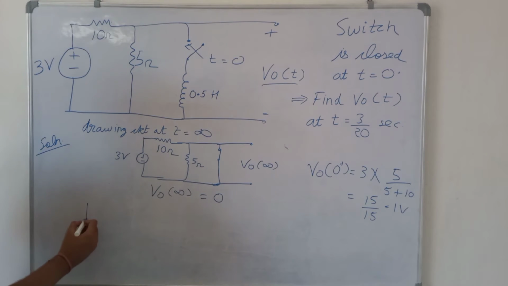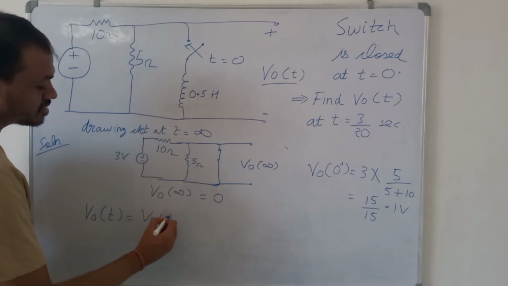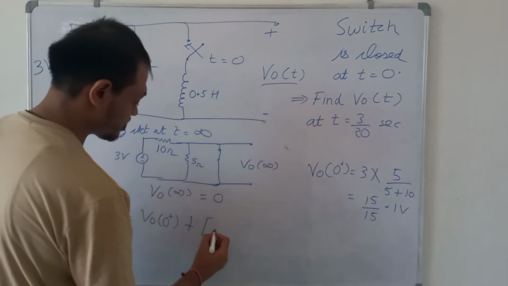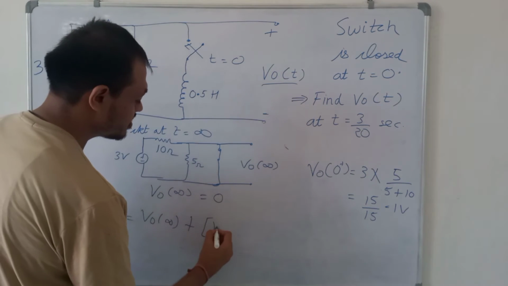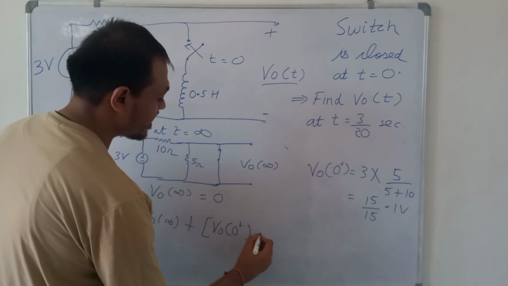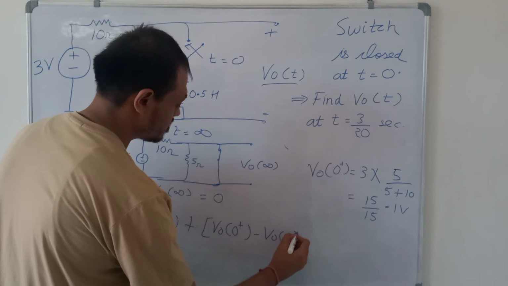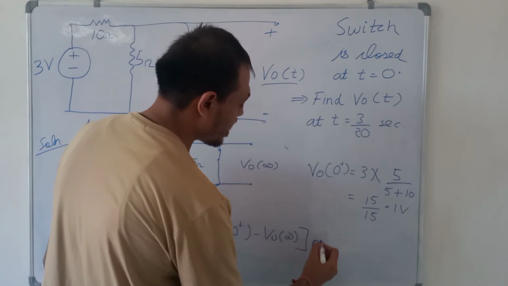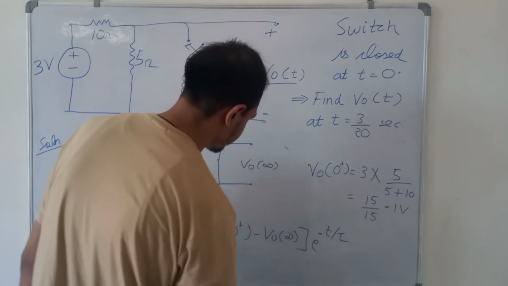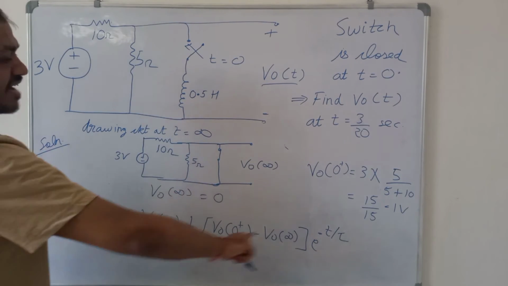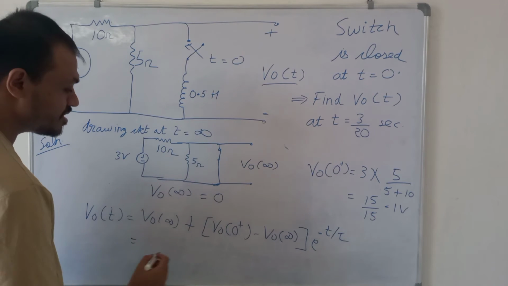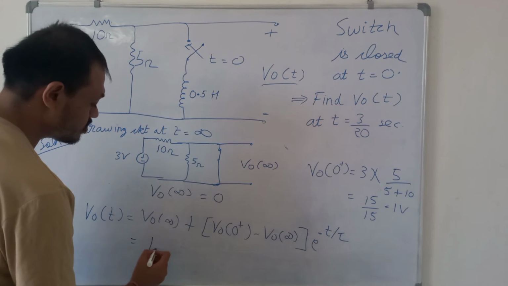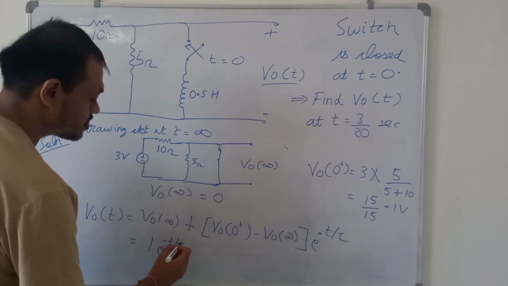Now the equation for V naught is: V naught at t is V naught at infinity plus V naught at 0 plus minus V naught at infinity, into e to the power minus t upon tau. V naught at infinity is 0 and V naught at 0 plus is 1 volt. So this is equal to 1 into e to the power minus t upon tau.